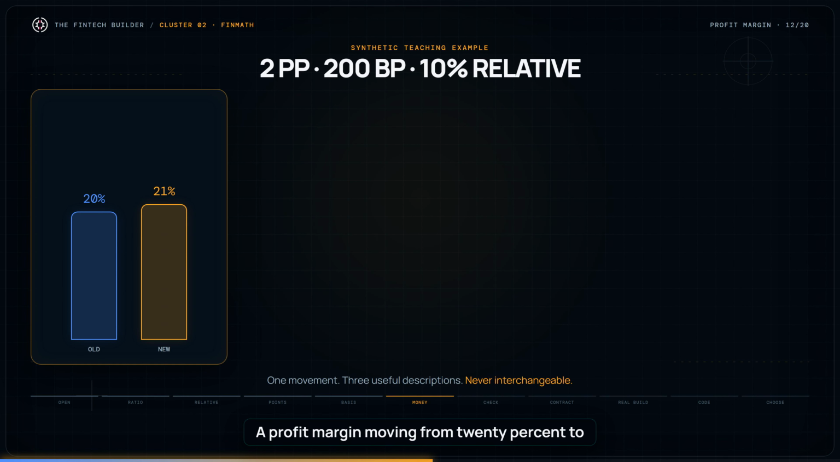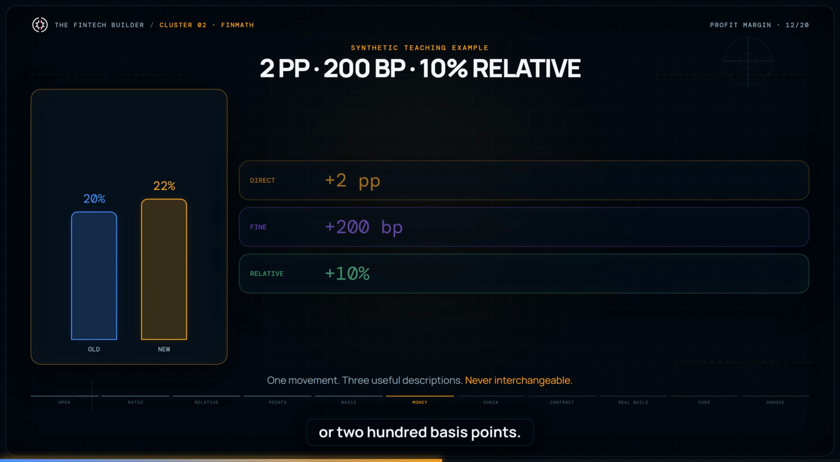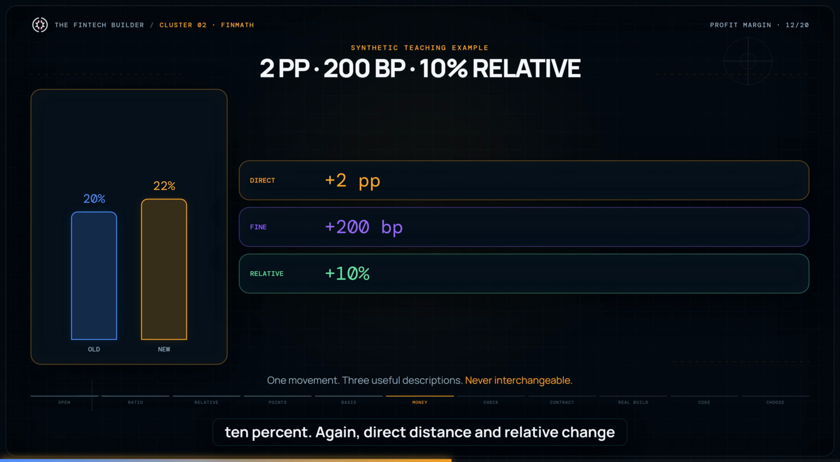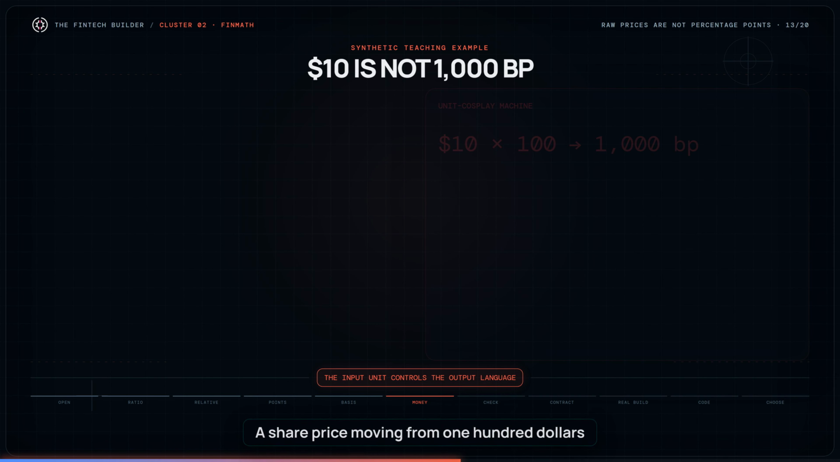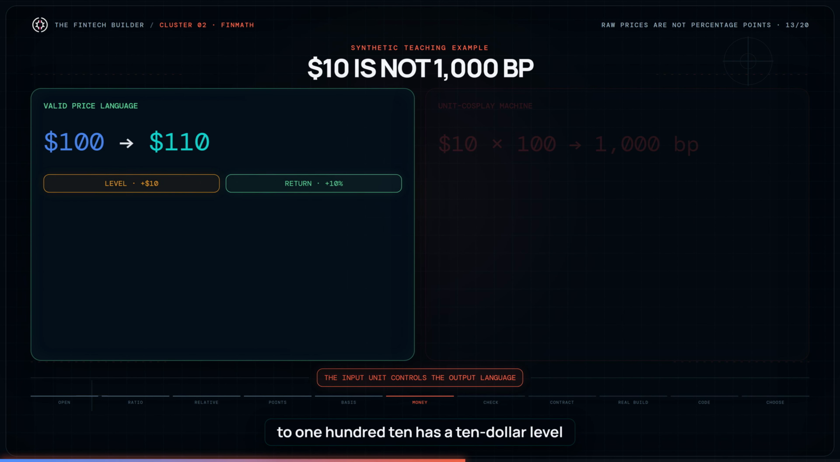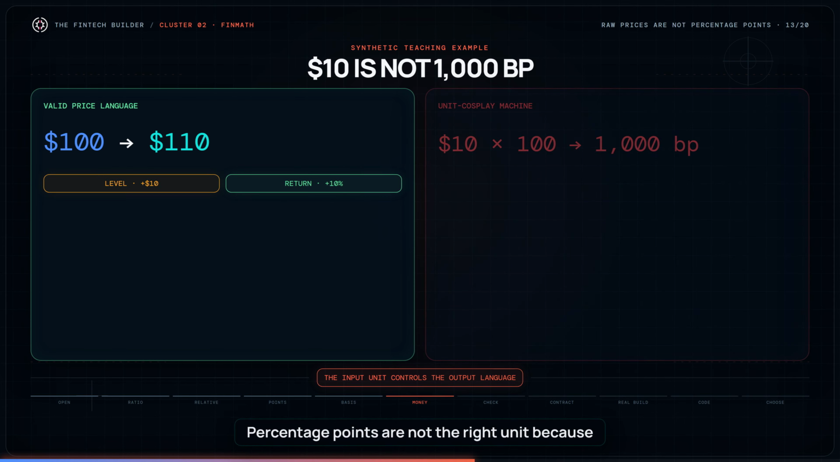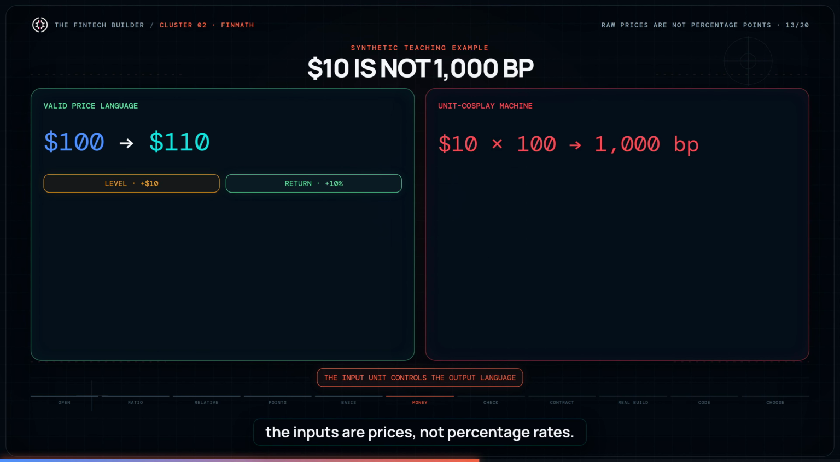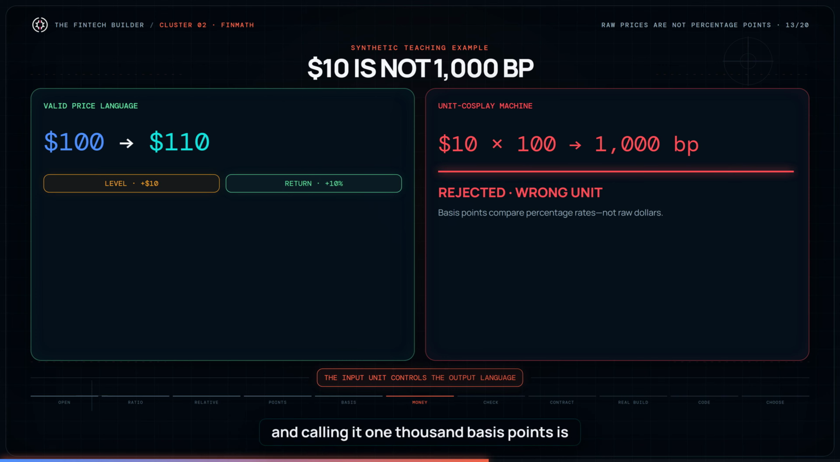A profit margin moving from 20% to 22% increased by 2 percentage points, or 200 basis points. Relative to the old margin, it increased by 10%. Again, direct distance and relative change are both useful, but they are not interchangeable. A share price moving from $100 to $110 has a $10 level increase and a 10% return. Percentage points are not the right unit because the inputs are prices, not percentage rates. And multiplying the $10 change by 100 and calling it 1,000 basis points is not financial sophistication. It is unit cosplay.